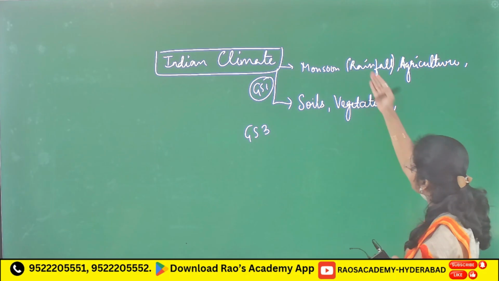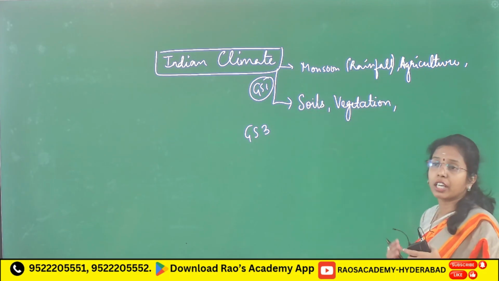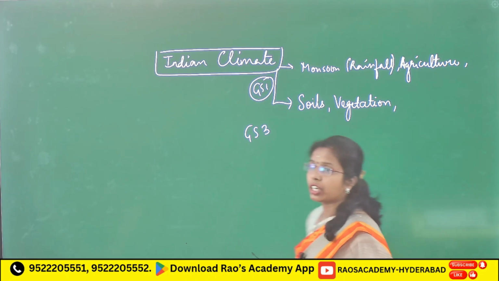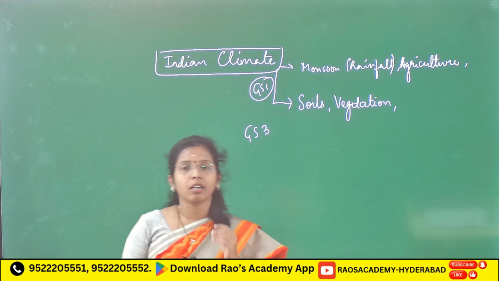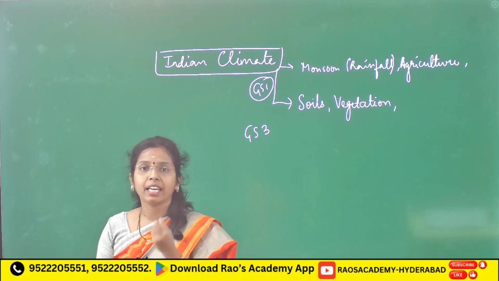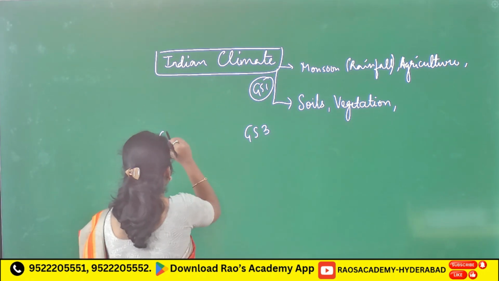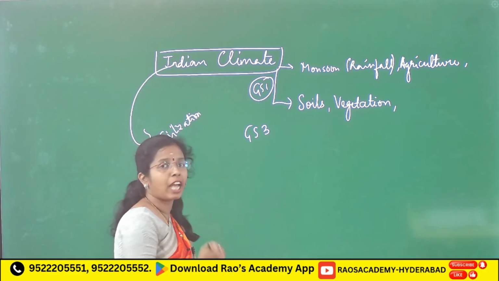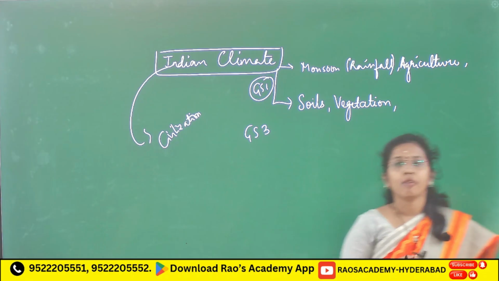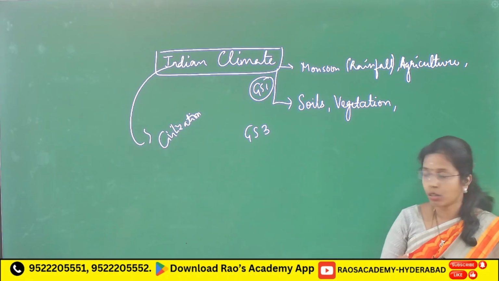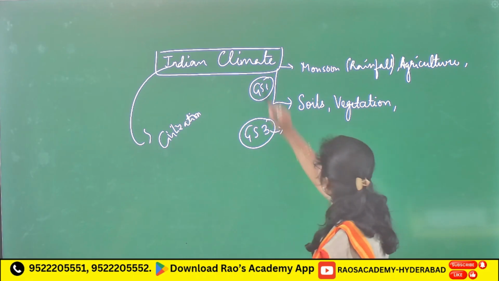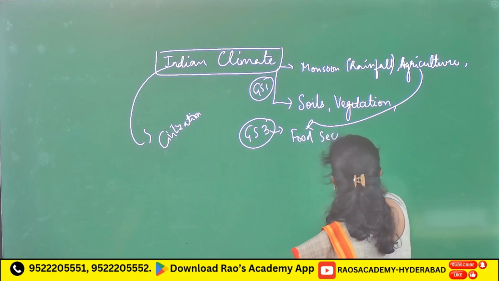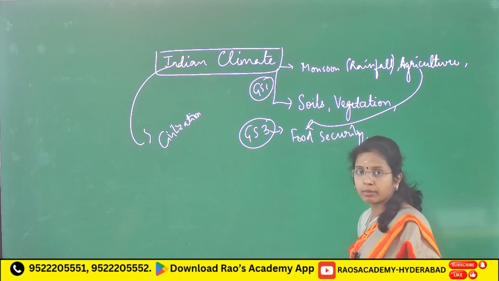Along with vegetation, based on this climate, we have seen different types of civilizations in history. If we take the Gangetic plains, we have seen the rise of Magadha because of fertile plain lands. Based on the Indian climate, we have seen population settlement and population distribution also. In GS3, because of agriculture, it is related to food security.